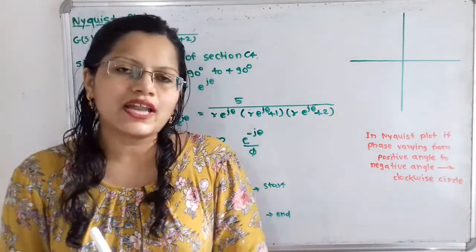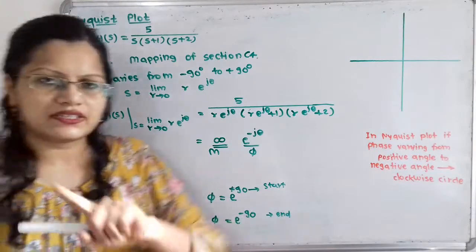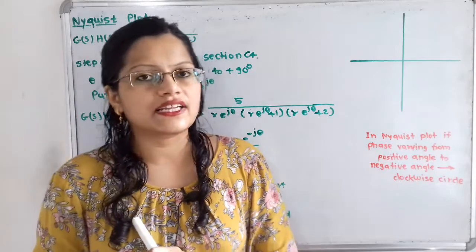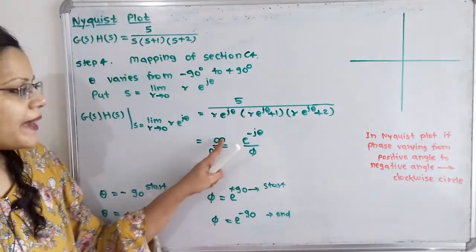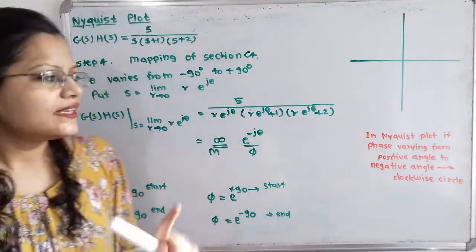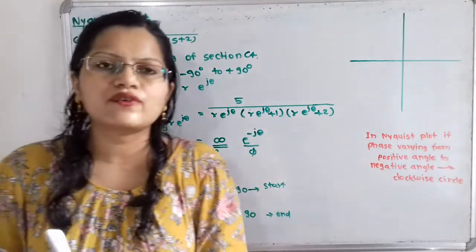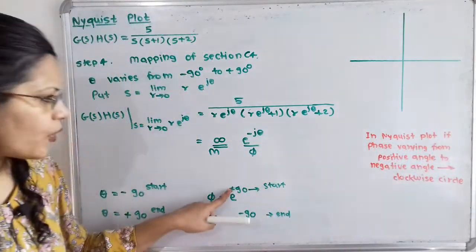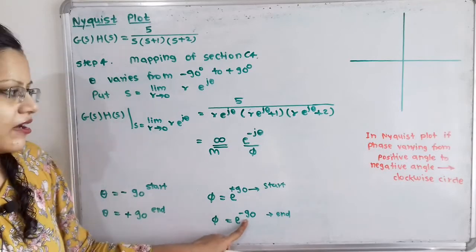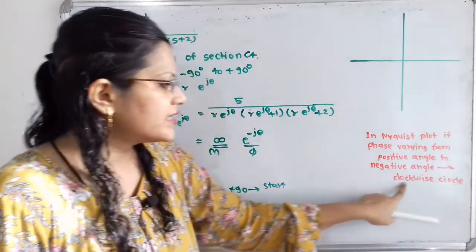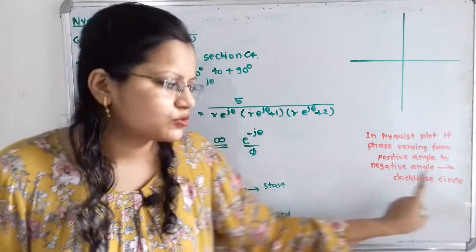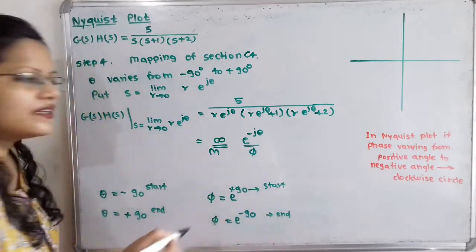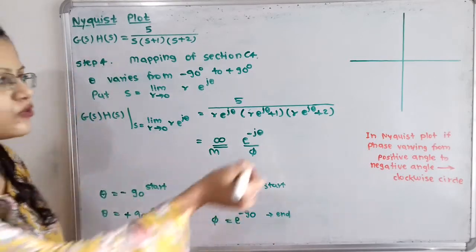Now what is the total angle covered? This 90 plus 90, that is 180 degree, and 180 degree means half circle is getting covered. What is the magnitude? Magnitude is infinity. And here this is the important rule that we have to note down, that is in Nyquist plot, if phase varies from positive angle to negative angle, then we have to draw circle in clockwise direction. So this is important because phase angle varies from, that is start at positive, end at negative, and magnitude is infinity. So how to draw this plot?